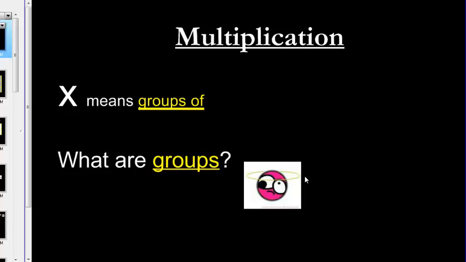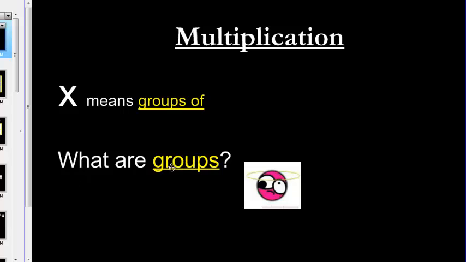And today the topic is multiplication. To start off, let's take a look at what the multiplication symbol looks like. It looks like an X. Anytime you see an X in a math question between two numbers, it's asking you to multiply. And the X is a fancy way of saying groups of. So if you see an X, it's telling you to make groups of something.